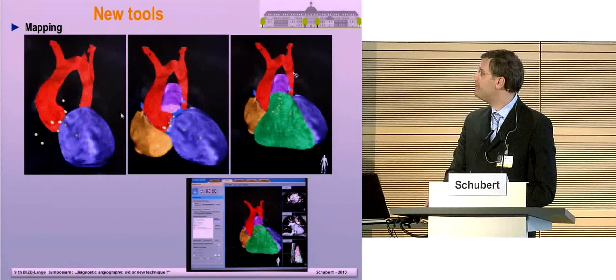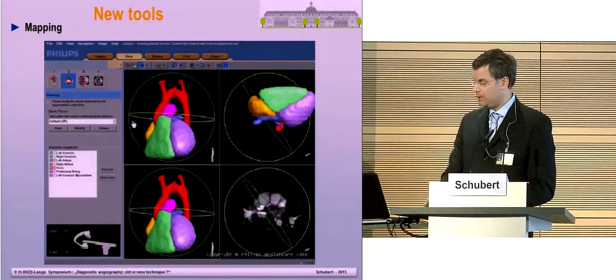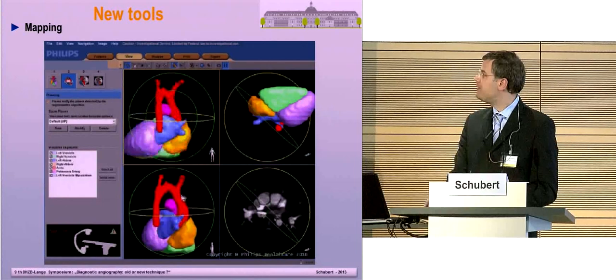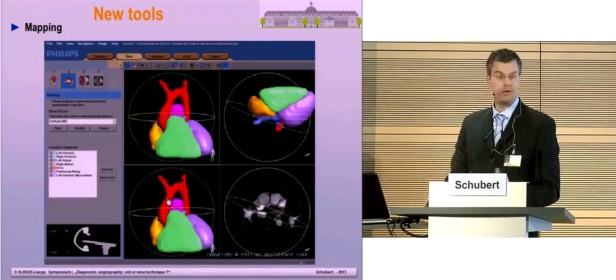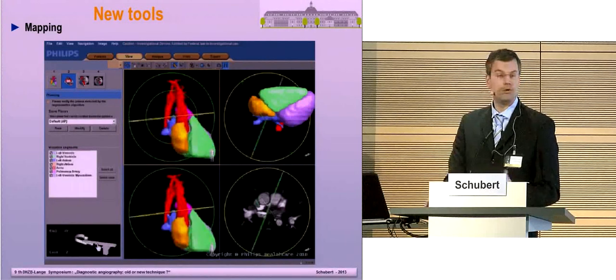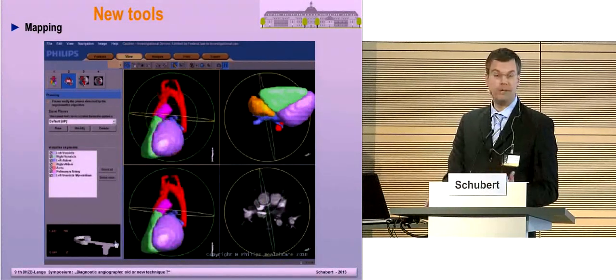And after this, I can put it in a projectional view where I can see which is the best projection for my pathology, which is the best angio projection for that, and I can do maybe the angio.